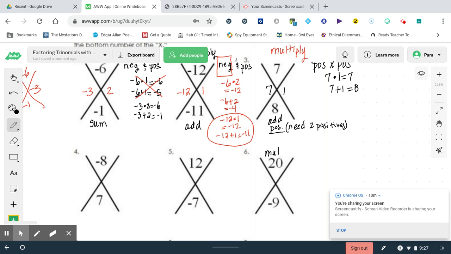So what did I multiply? Positive times a positive or negative times a negative? So you look down here and you get a negative. So that means you had to multiply negative times a negative. Unlike up here, where down here you had a positive, so you had to multiply positive times a positive. But down here you have a negative, so you have to multiply negative times a negative to get this positive 20.